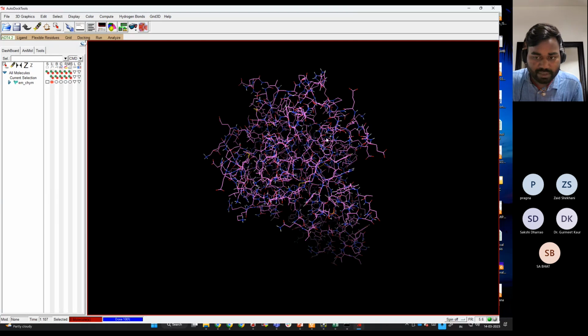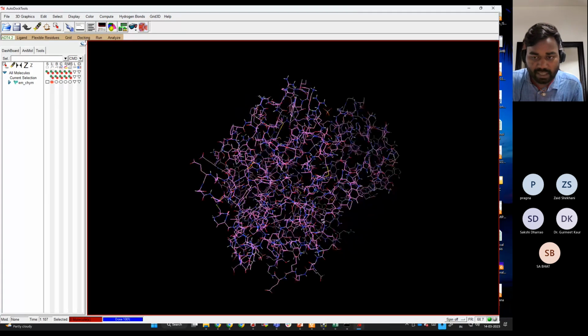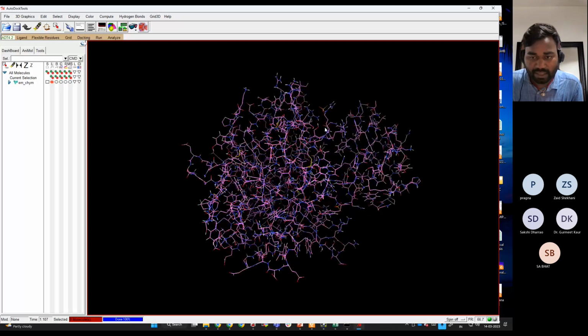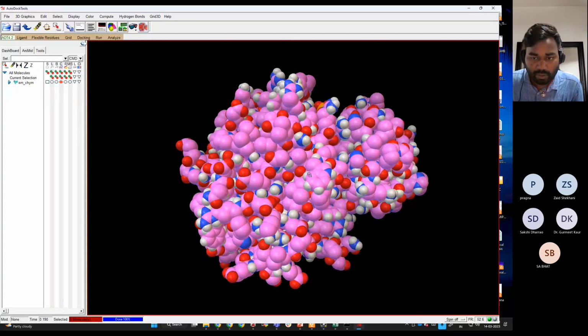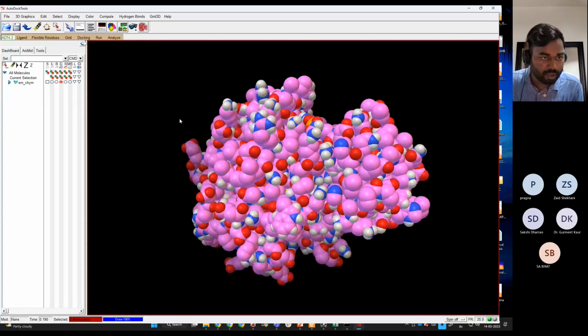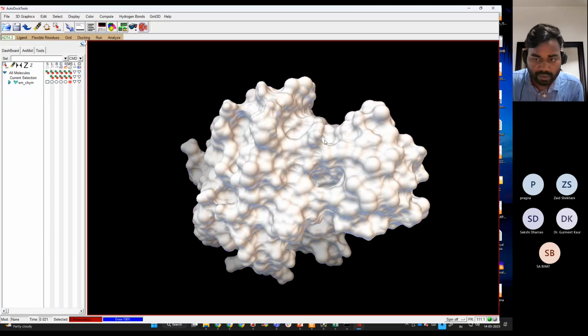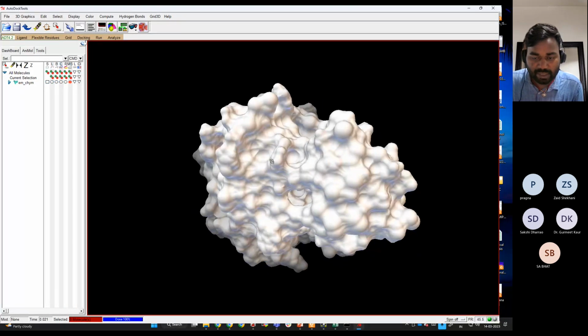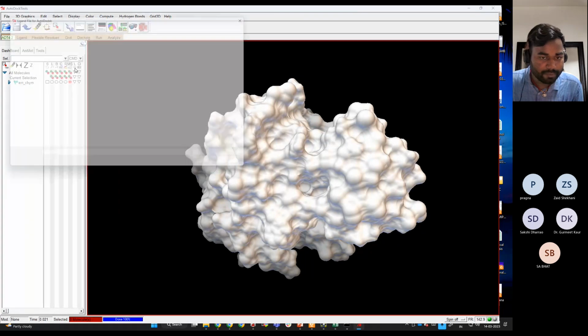So now this is your protein molecule in different format. This is a different representation, which is sticks representation. Now, if you want to visualize in a different format, this will be your ball format. Now this is your surface format. Okay, so likewise you can do. Then you load your ligand, open.